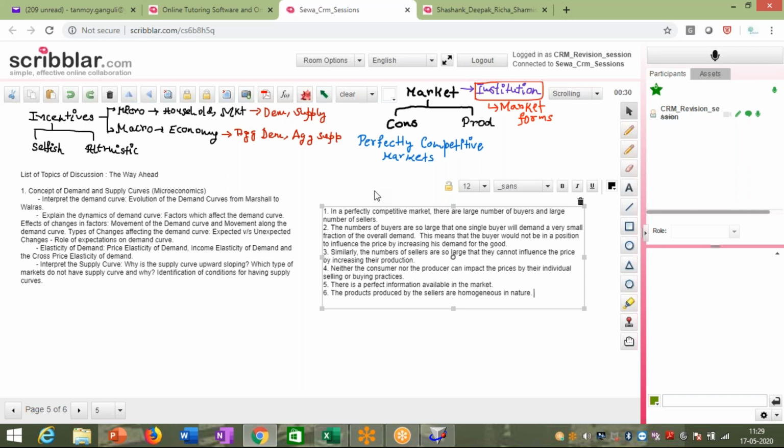Now, why are these important? The first two points are the rules by which a perfectly competitive market operates. It clearly says that in a perfectly competitive market, there are a large number of buyers and a large number of sellers, which means that each individual buyer or seller cannot impact the market. On the other hand, if they cannot influence the prices, the price will be exogenously set. Hence we say that the price of a product in a perfectly competitive market is exogenously given.